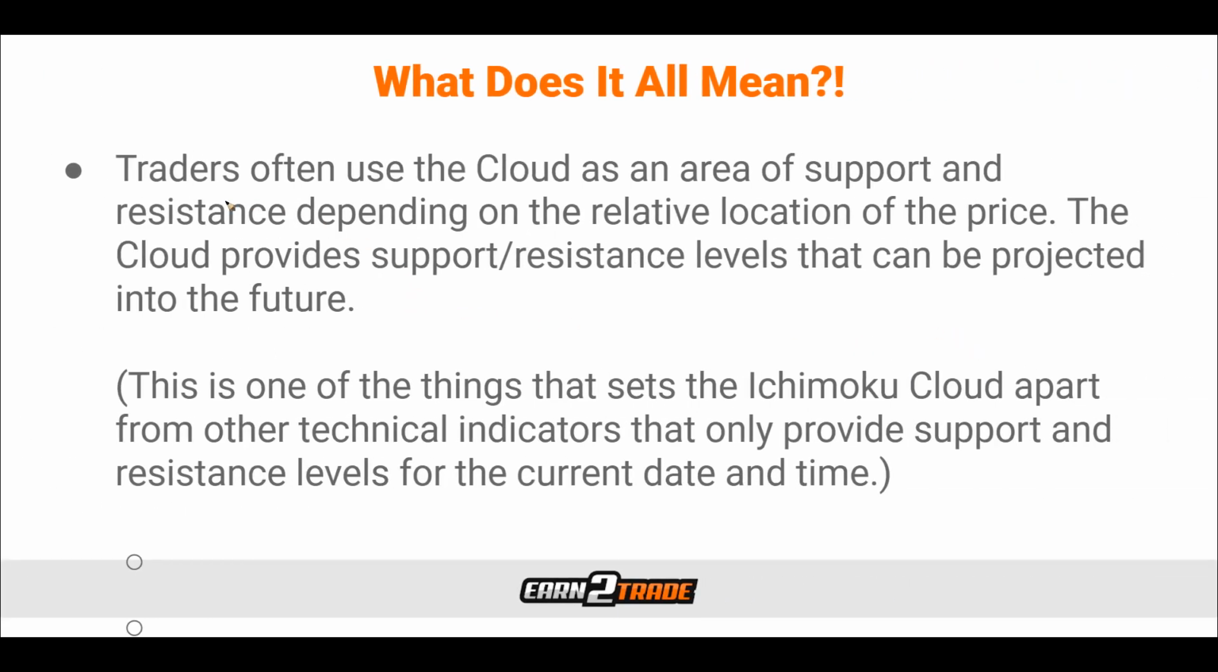Continuing along, traders often use the cloud as an area of support and resistance depending on the relative location of price. The cloud provides support and resistance levels that can be projected into the future, and that's one of the interesting aspects about the Ichimoku cloud: it does provide plotted points in the future to be on the lookout for potential future areas of support and resistance despite gathering its information from the past.